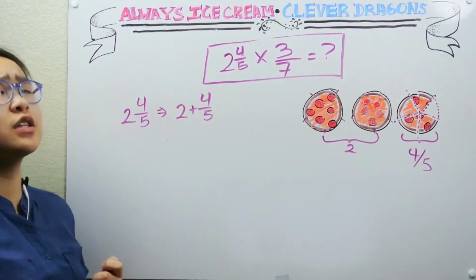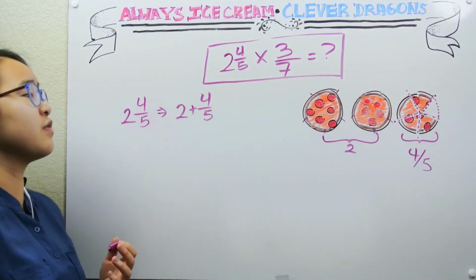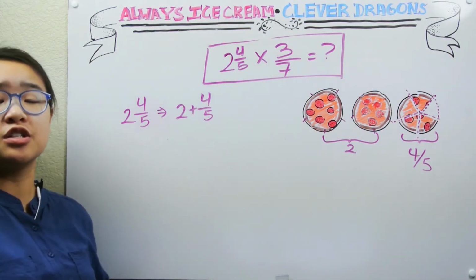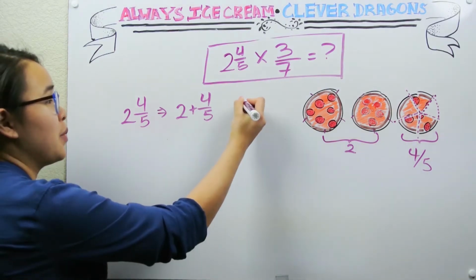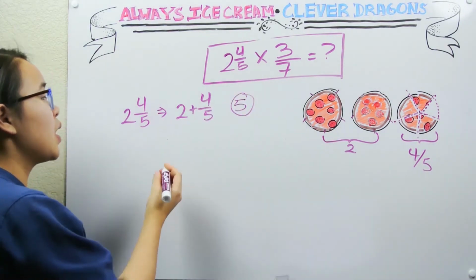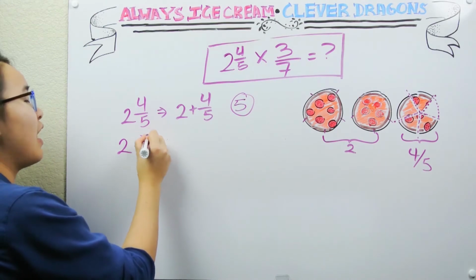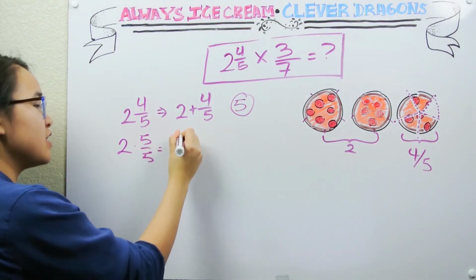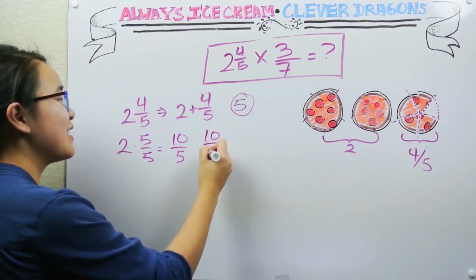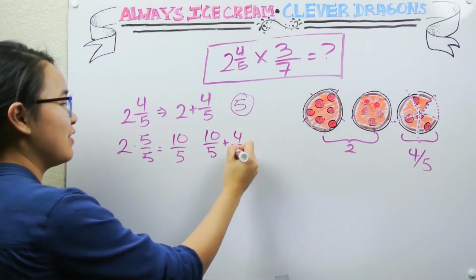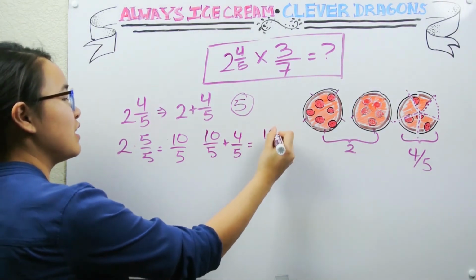Now 2 and 4/5 is really 2 plus 4/5, and if you remember your addition from our previous video, to convert this we would find the common denominator of 5, multiply 2 by 5 over 5, this gives us 10 over 5. Then we can add 10 over 5 plus 4 over 5, giving us 14 over 5.